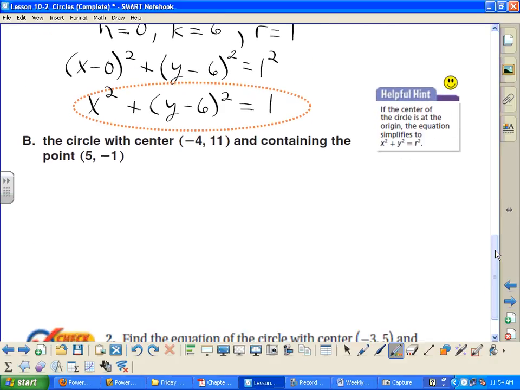So letter B. They want us to write the equation of the circle with a center at negative 4, 11 and containing the point 5, negative 1. All right? So once again, we need to find h, k, and r so we can write the equation of the circle. So do they give us any of that information? No? Or yes? No. Okay. Emily, do they give us any of that? What do they give us?